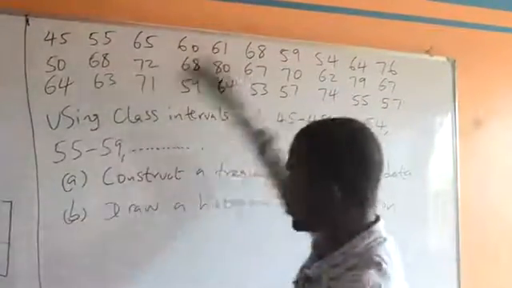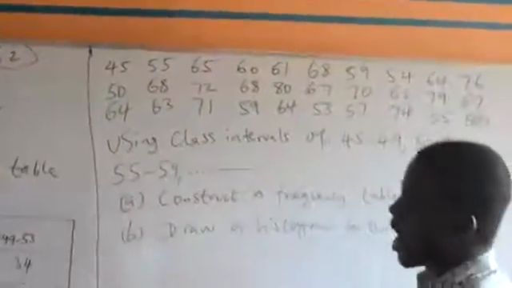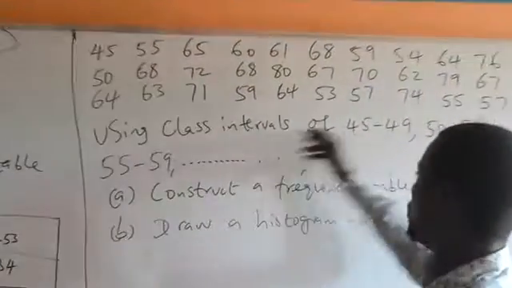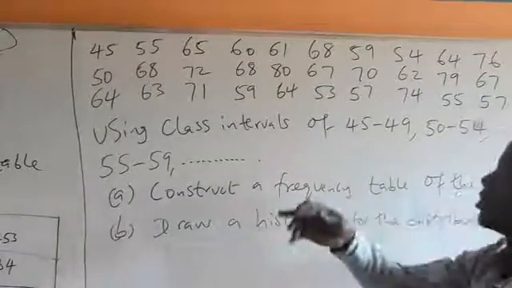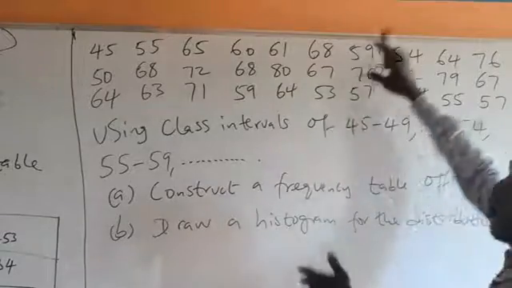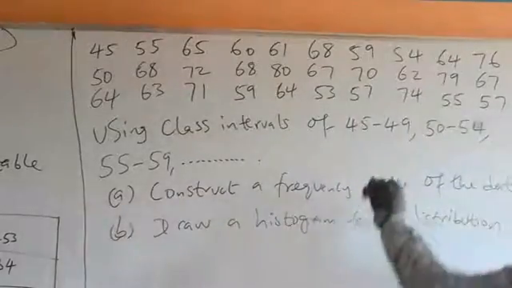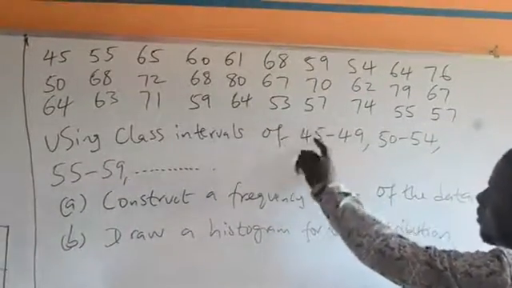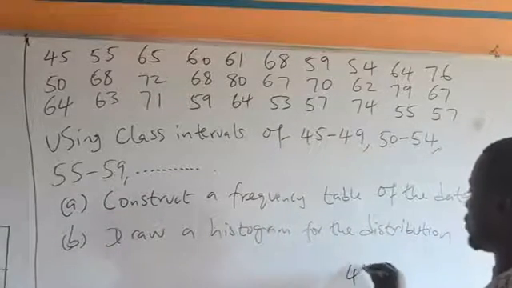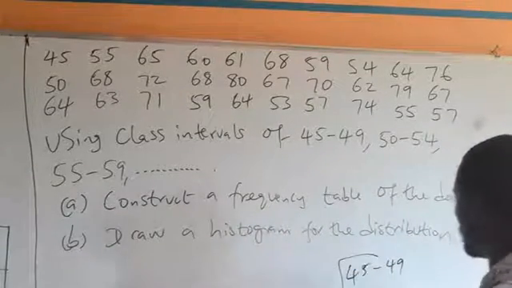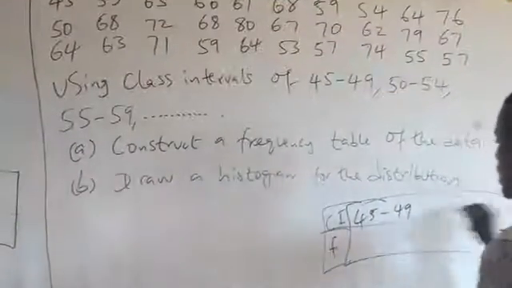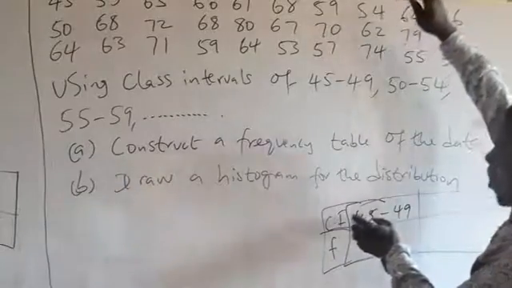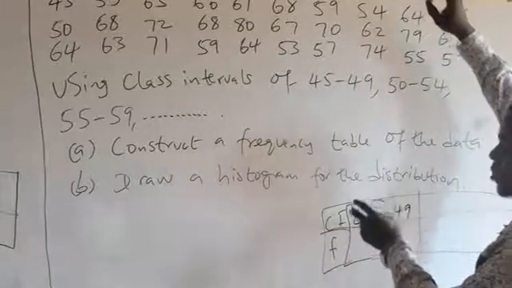Then number 2, you are given grouped data, and they have already helped you to bring out the class interval. So they demand you to use this class interval to construct the table. They say you should start from 45 to 49. You just draw the table, you call here your class interval, here your frequency. You go and count them. How many people fall between 45 to 49?